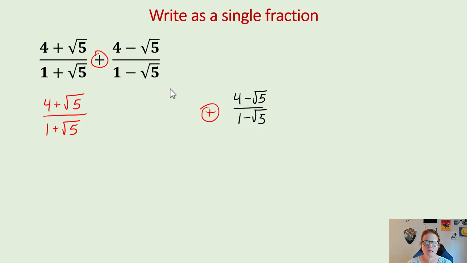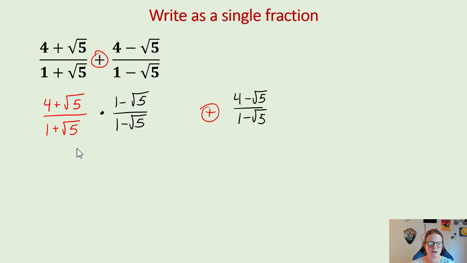All right, so now I can multiply by 1. I'm not changing anything. So I'm going to take each term and multiply it by its conjugate. The conjugate of this one is 1 minus the square root of 5. So 1 minus square root of 5, 1 minus square root of 5. Let's go ahead and do that.